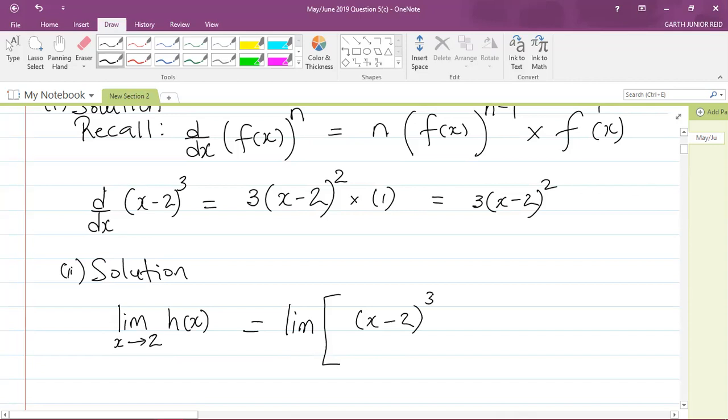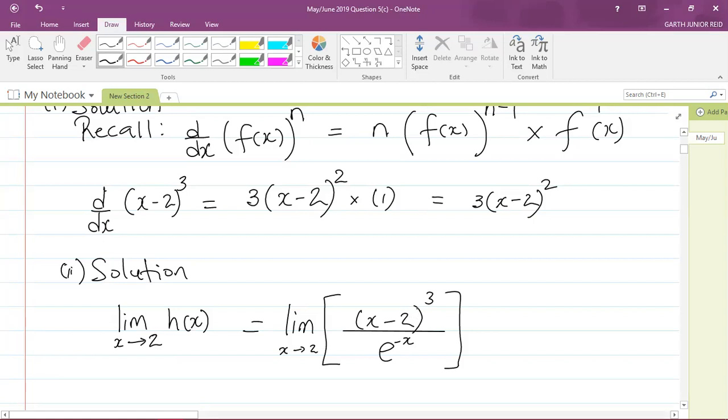(x minus 2) all cubed divided by e to the power of minus x. All right, so we're calculating the limit of that as x approaches 2. Good. Now, remember when you're calculating limits, we have to use direct substitution, okay? So we substitute x as 2 into the function here.